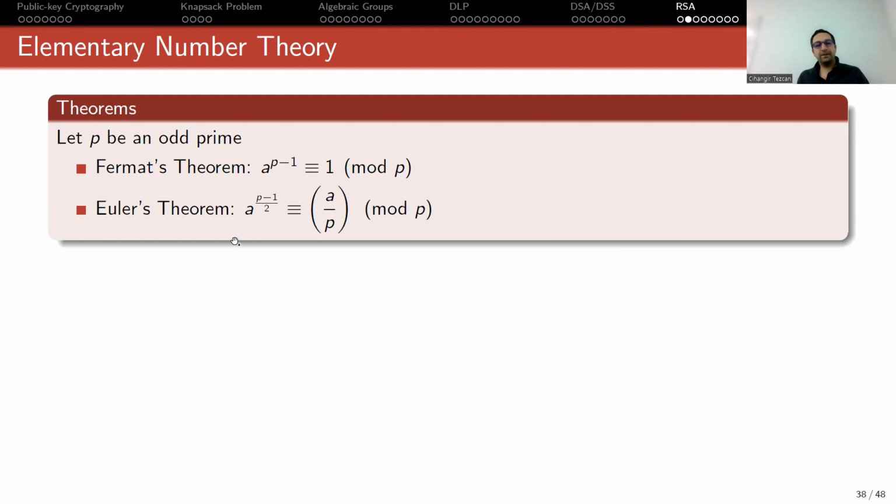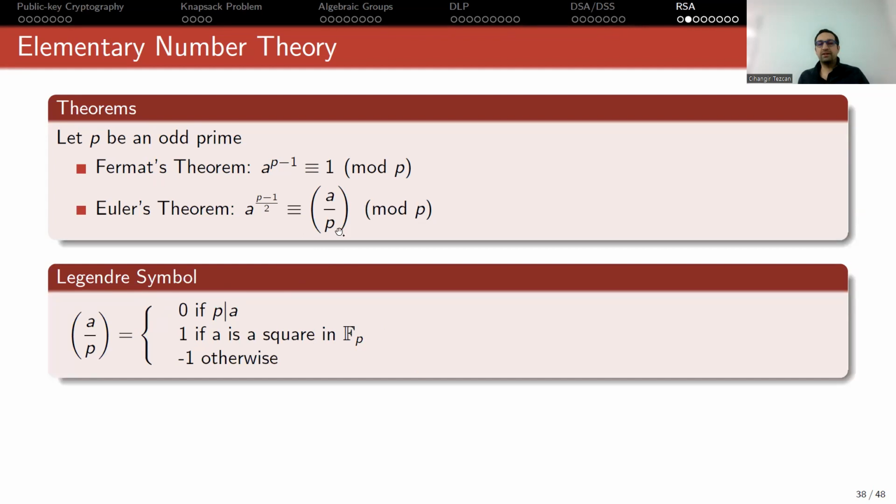Euler's theorem is a little bit more general than that. Now I can divide p minus 1 by 2. But this time the result is not 1. It looks like a over p, but actually I'm using the Legendre symbol here. And this Legendre symbol gives you either 0, 1, or minus 1, depending on these scenarios. If p divides a, the result is 0. If a is a square in F_p, then it is 1, minus 1 otherwise. So this gives you a little bit more info, let's say. And I will also use it when I'm checking whether a number is prime or not.